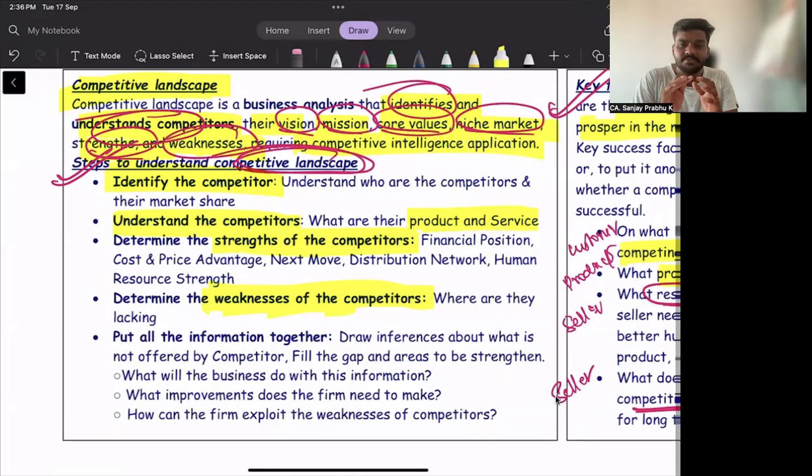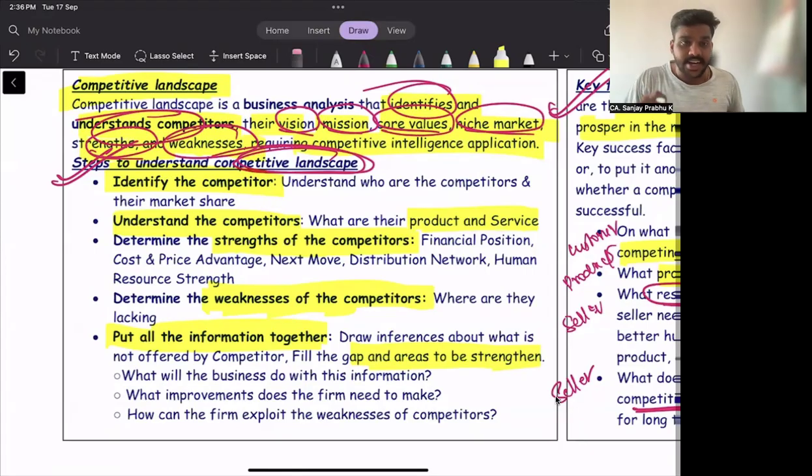Maybe they have a lot of advertisements and many other things, but they may have overlooked the students' needs. So I should understand what are their weaknesses. Using all this information, putting all the information together, I have to identify the gaps and areas which I need to strengthen.